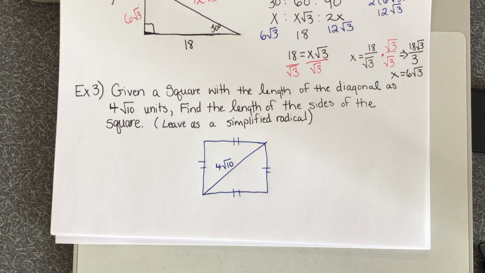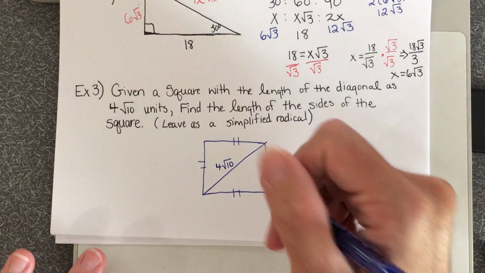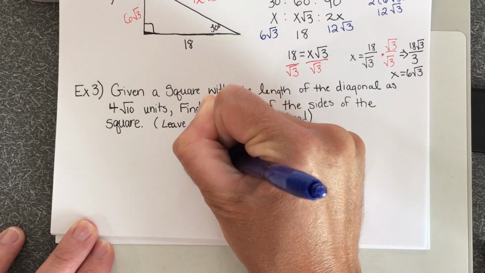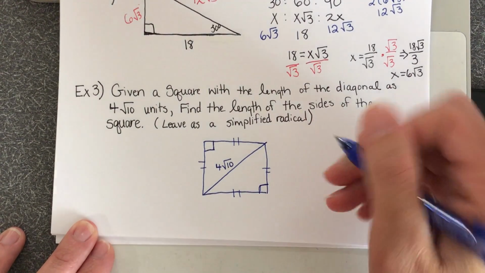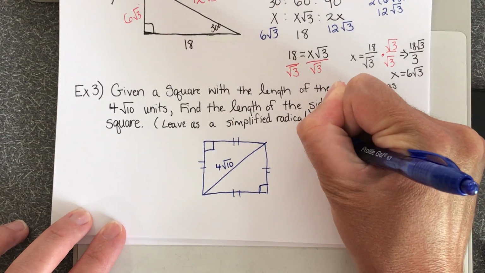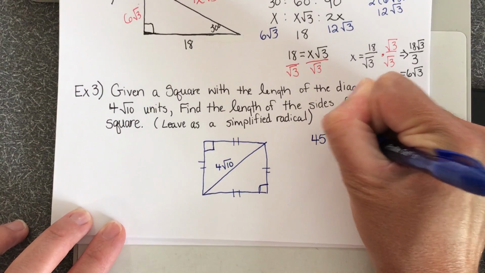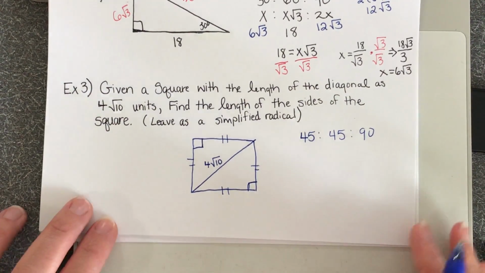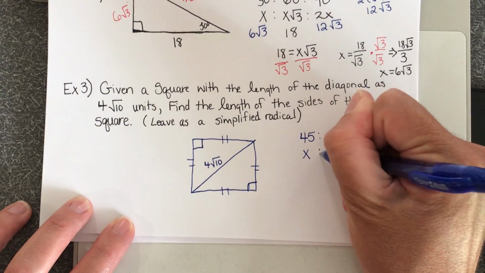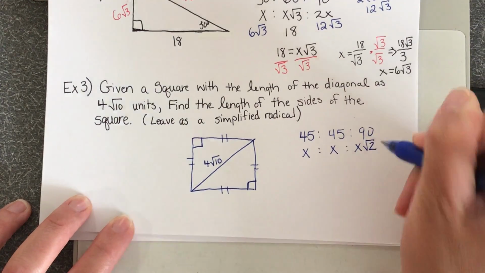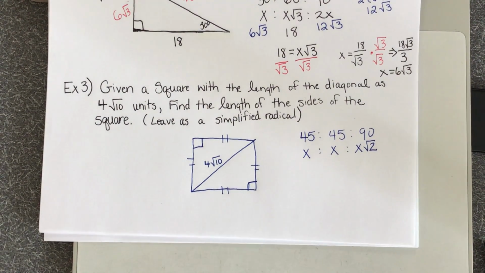So look at the picture that I have here. I know a square has 4 congruent sides, and I also know that it has 4 right angles. So what type of triangle am I talking about here? Well, it is an isosceles right, which means my ratio of my angles is 45, 45, 90. And so I'm going to use the ratio x times the square root of 2 to find the length of the missing sides.